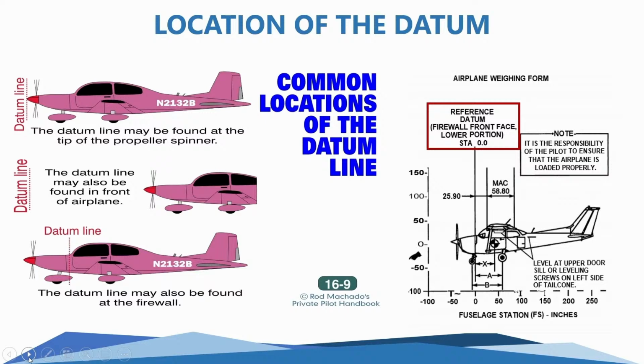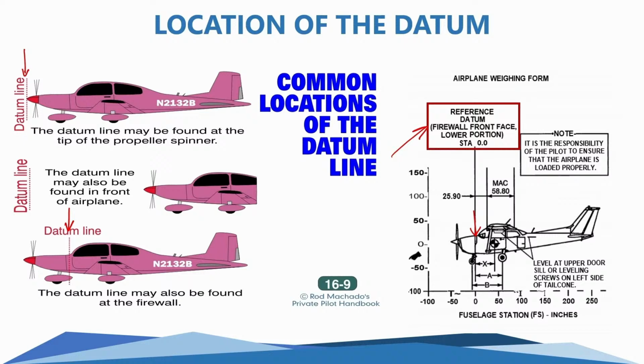For most Pipers out there, the datum is actually the very front of the airplane, which is going to be the spinner, and for pretty much every Cessna, for the most part, it's going to be the firewall, which separates basically the cockpit from the actual engine section. Keep in mind, you always want to go into the weight and balance section and figure out where the datum is located. So right here in this example for this Cessna, we can clearly see that it is located right here at the firewall.